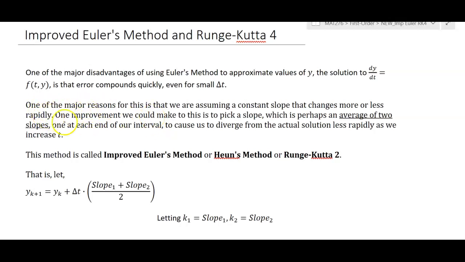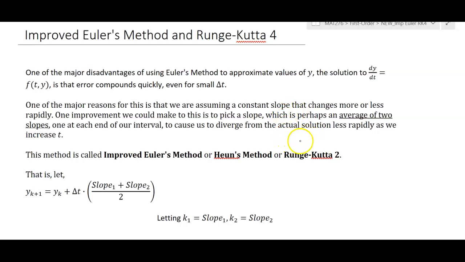Now, one improvement that we could potentially do is take the average of two slopes, right? It's kind of like Goldilocks and the Three Bears. If you've ever heard that story before, it's like, well, this soup is too hot, this soup is too cold, this one is just right.